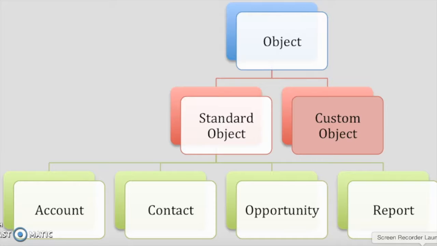There are two main kinds of objects: the standard object, which is the objects that are already created for you by the Salesforce platform, and the custom objects, which are the objects created by you based on your business needs. For the sake of simplicity in this tutorial, we will focus only on the standard objects in Salesforce. The most important standard objects to know are accounts, contacts, opportunities, and reports.